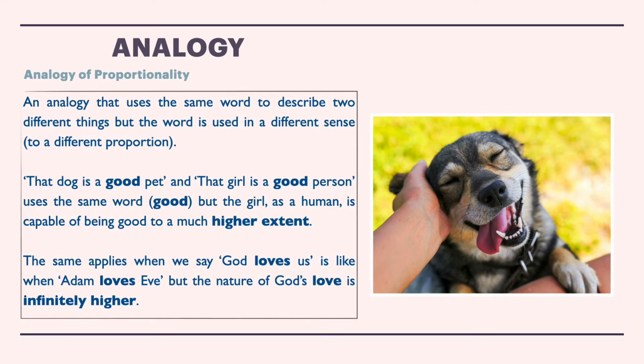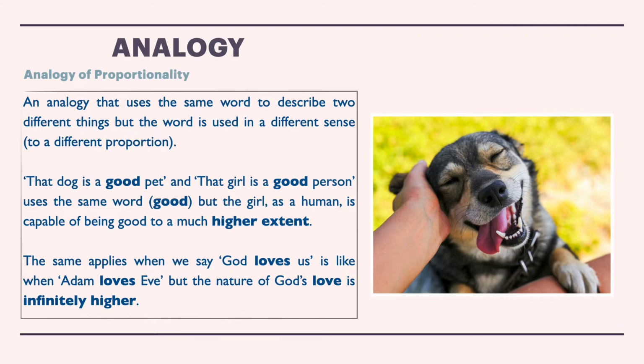The same applies when we say something like, God loves us. It's like when Adam loves Eve. But we can clearly make it obvious here that the nature of God's love is infinitely higher than the nature of the love that Adam had for Eve. Therefore, the word love is used, but in the first context, it's used to a lesser degree than the latter context.